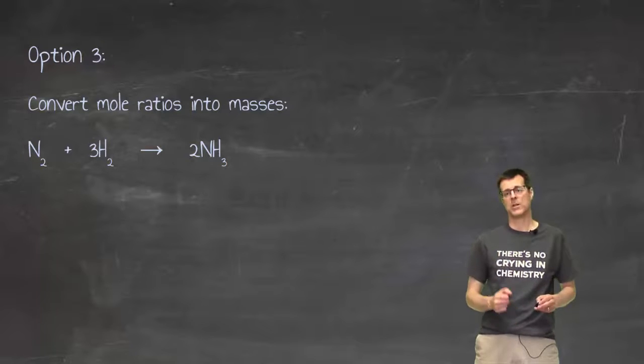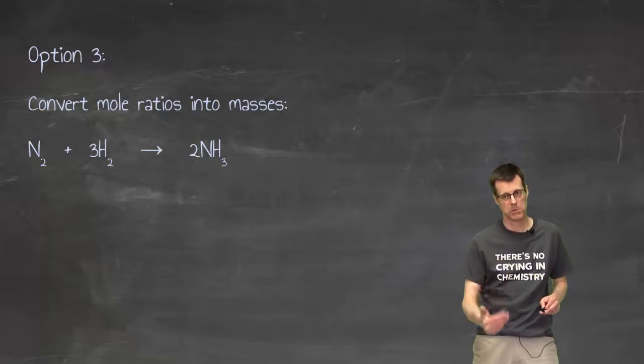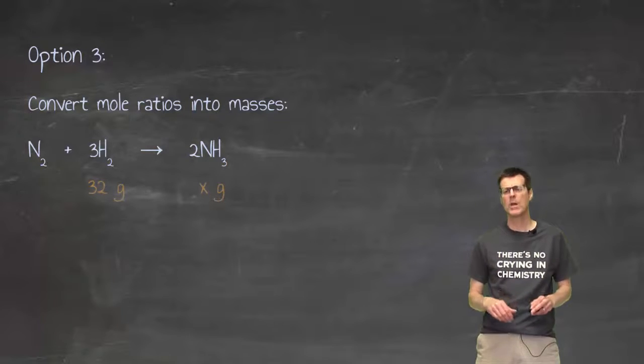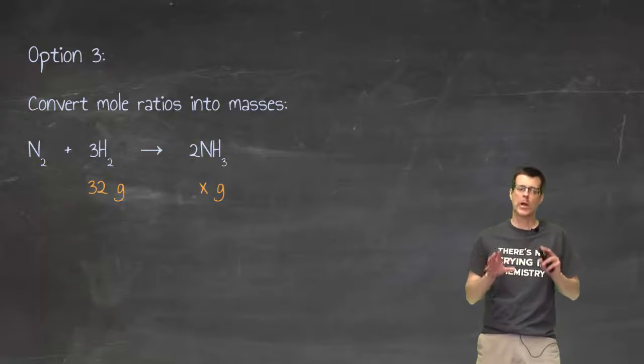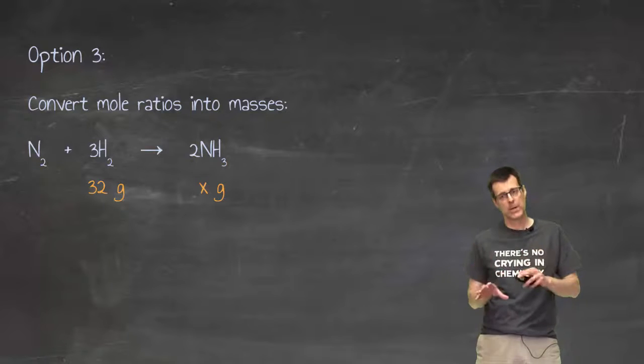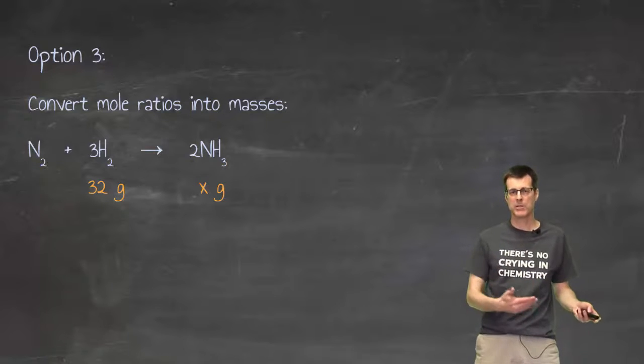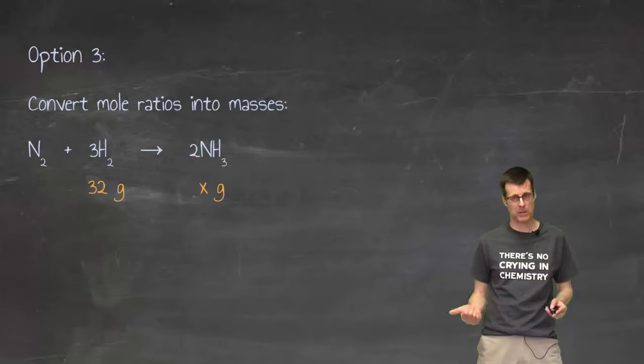1 mole of nitrogen reacts with 3 moles of hydrogen to make 2 moles of ammonia. The problem is, what I want to work with is grams. So how do I do that? I've got 32 grams. I need to find the mass of ammonia.